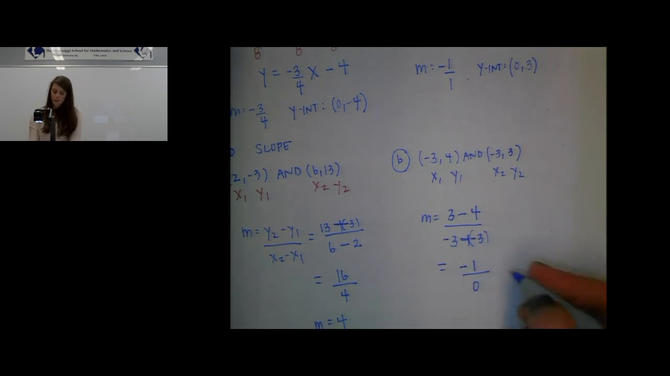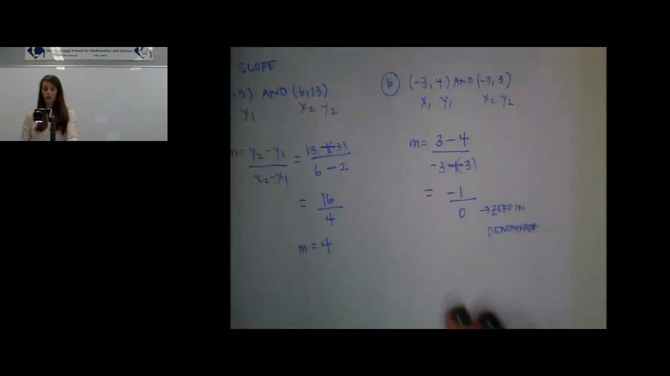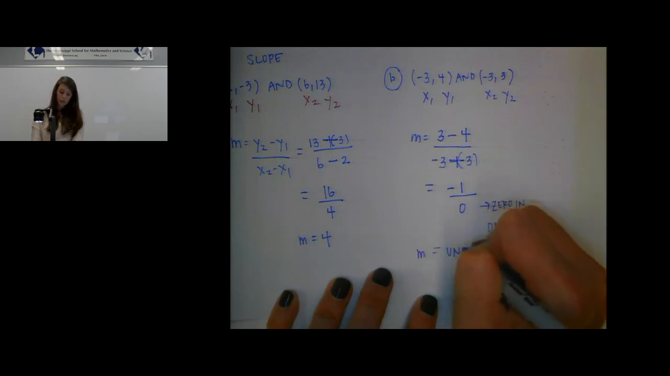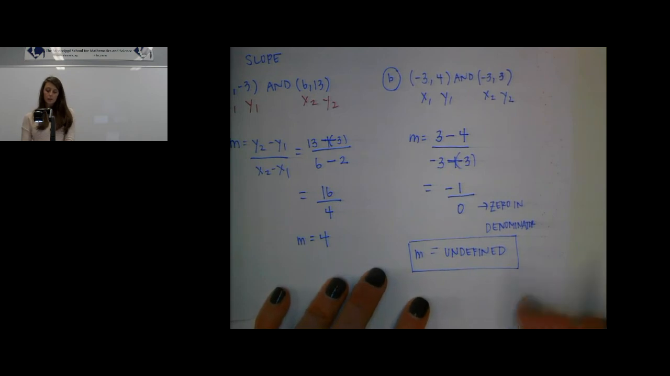When there's a 0 in the denominator, what type of slope will I have when there's a 0 in the denominator? Undefined. You cannot divide 1 by 0 no matter what. So my slope here is going to be undefined. Okay? And if there was a 0 in the top, then my answer would just be 0. But my 0 is in the bottom. So it would be undefined, no matter what there.